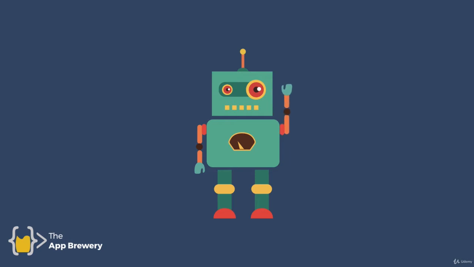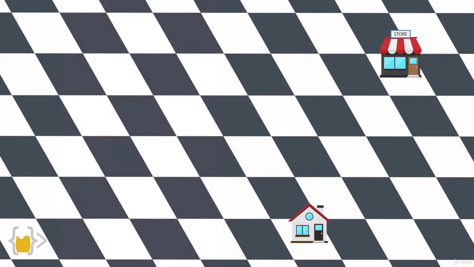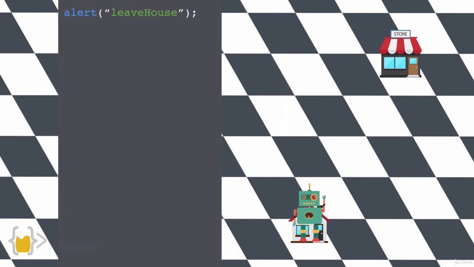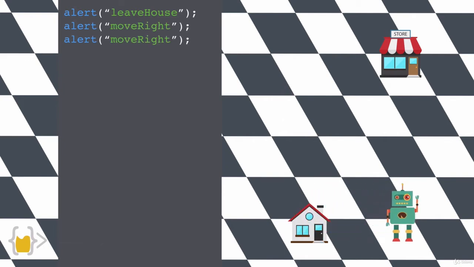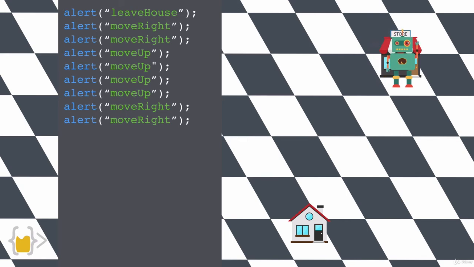I know I told you previously that I'm actually a real human being, but let's just consider for a moment that I'm a robot and I work in your house. And all you have to do in order to command me is to give me instructions in code. So, for example, you could tell me to leave the house using alert leave house. And then you can tell me to take 2 steps to the right by repeating the instruction move right. And then you could say move up 4 steps and move right 2 steps.